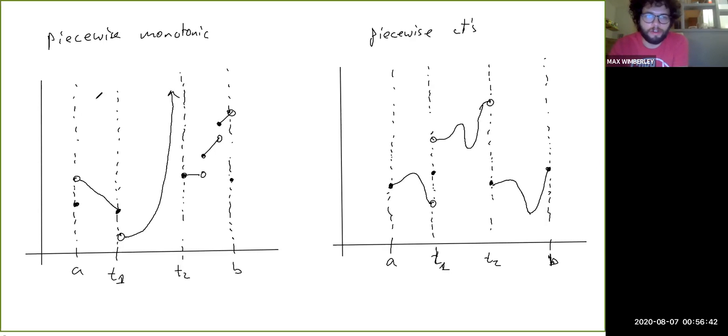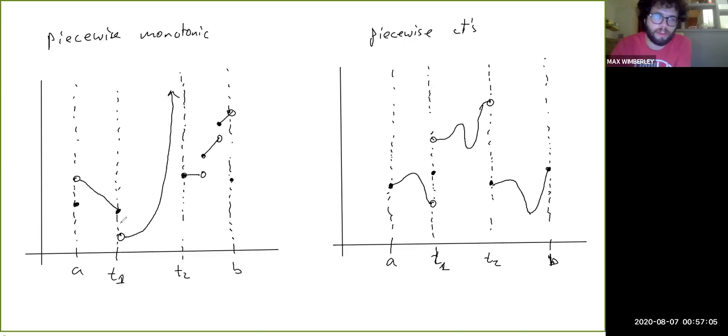So let me just draw some examples of these types of functions real quick. Okay, so here on the left, you can see a piecewise monotonic function. One of the things I want to point out is that the monotonicity doesn't have to be in the same direction on each interval, for one thing. Also, since they're totally disconnected at the endpoints, there's no relationship between these two intervals.